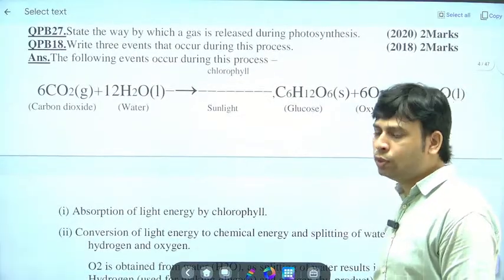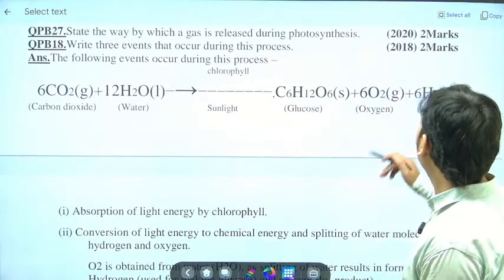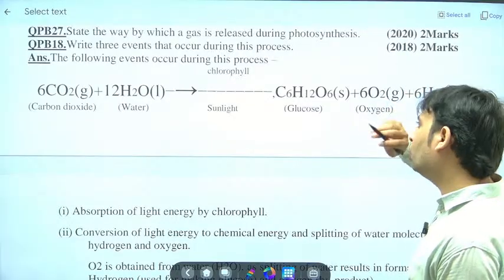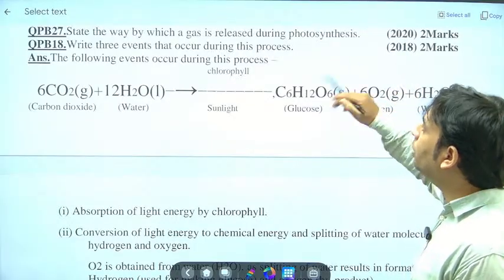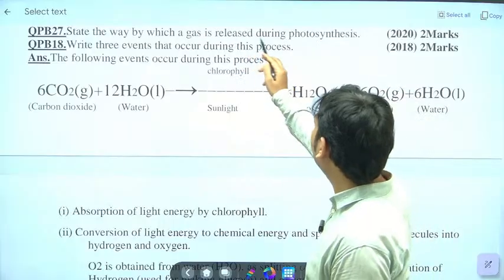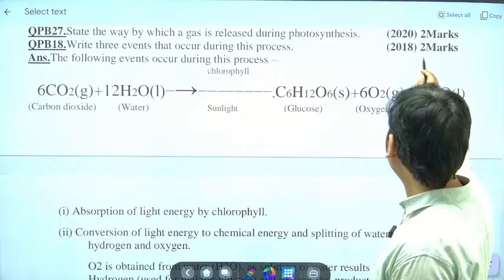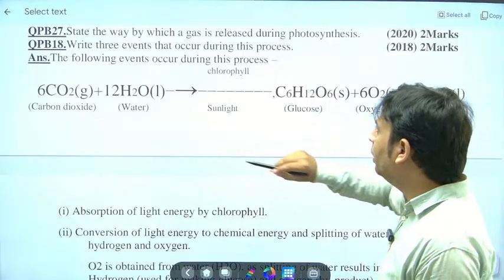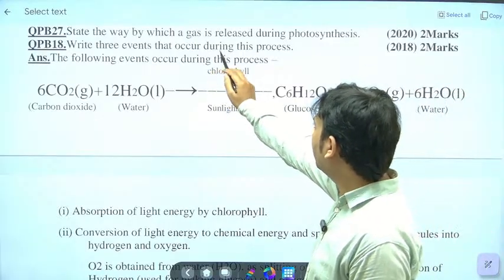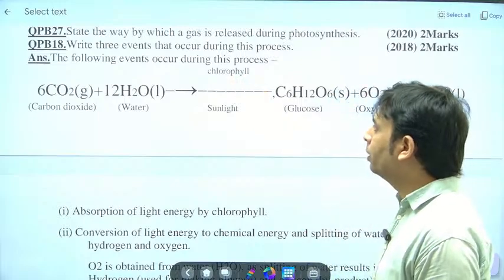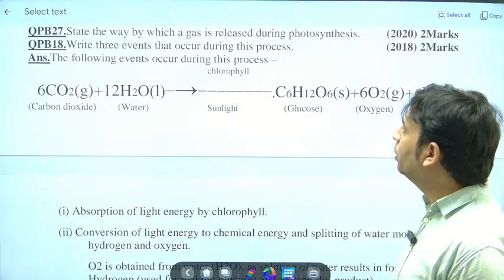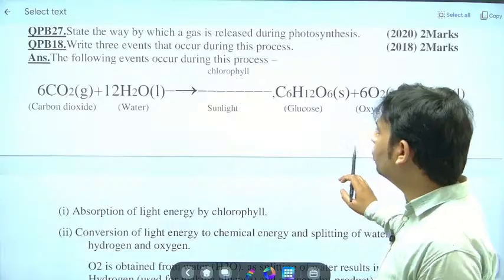Now the next questions from previous boards: in 2020, for 2 marks, state the way by which a gas is released during photosynthesis. And in 2018, a 2 mark question: write 3 events that occur during this process. So here is the answer. The following events occur during the process.